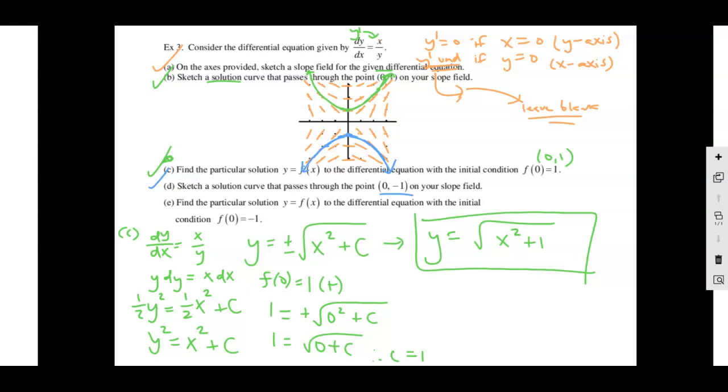Remember your conic sections from pre-cal. I know you hated them, but there it is, a hyperbola. It's like two parabolas that open in both directions. This is a vertically opening hyperbola. You have the top part with the positive y values and the bottom part with the negative y values.